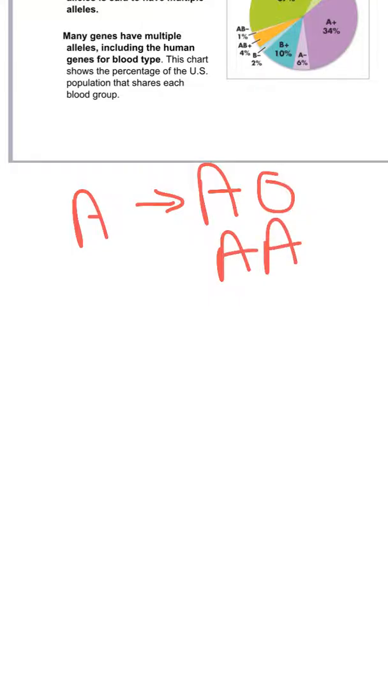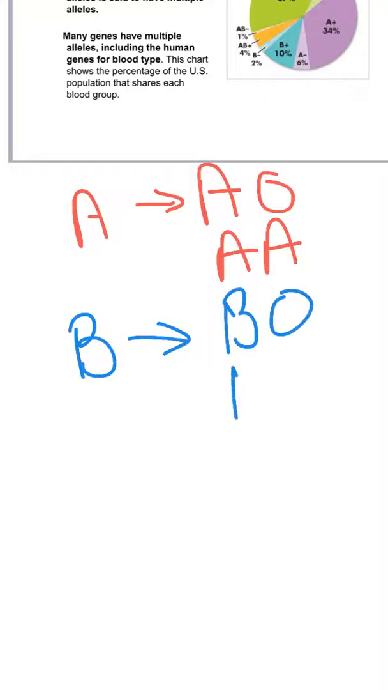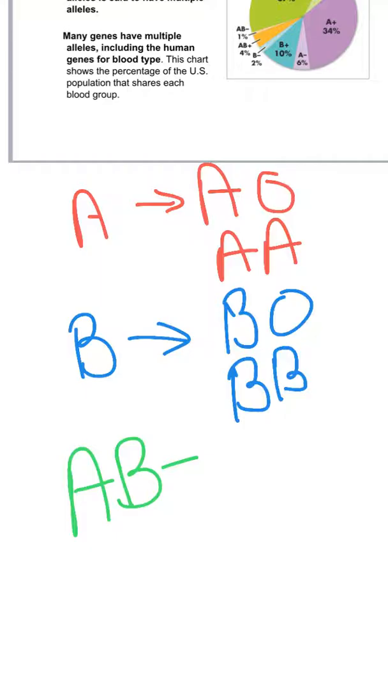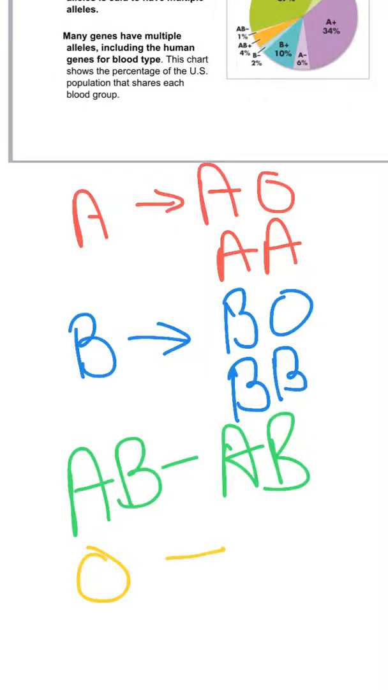You should probably write this down, because it's going to help you with the worksheet that we have coming up. We're going to have B blood, and it can either be BO or BB. The next type is type AB blood, which is obviously just going to be AB as the option. And the last option is type O blood. Type O blood has only one option: O and O.